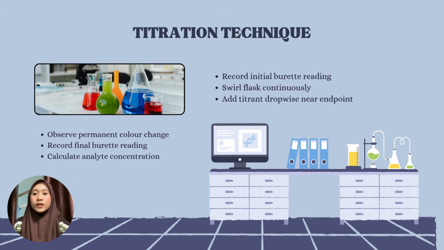After the endpoint is reached, the final burette reading is recorded. The difference between the initial and final readings gives the titre volume. Finally, the titre volume is used in stoichiometric calculation to determine the concentration of the substance being analysed, such as hardness ions, chloride or alkalinity in the water sample.